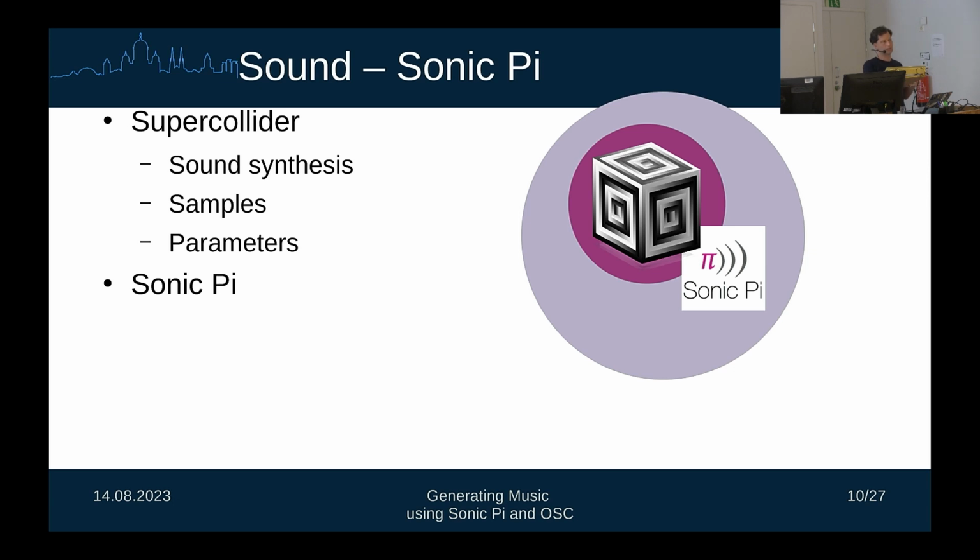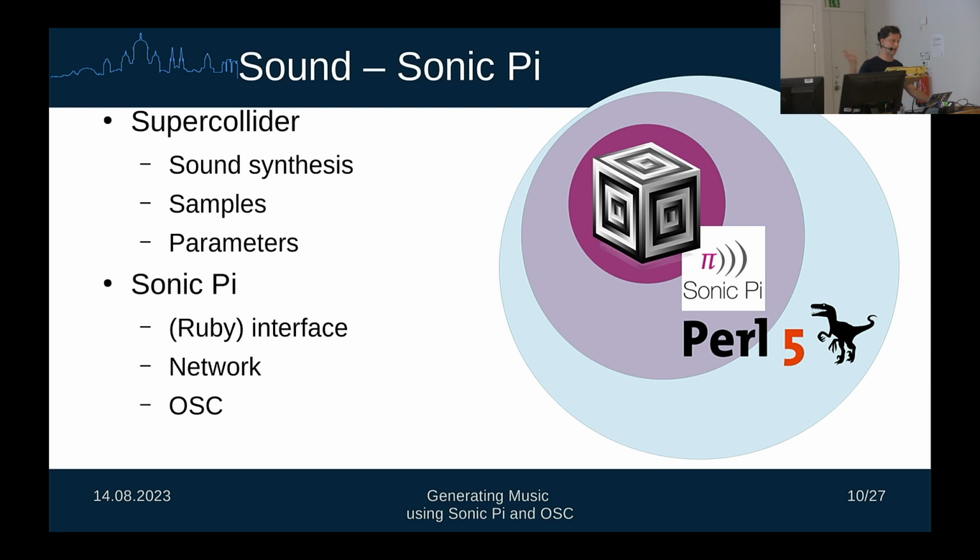SuperCollider is again wrapped by the Sonic Pi program, which is a Ruby program, or has a Ruby interface, another weird language. Sonic Pi allows me to speak to SuperCollider using a network interface, which makes things so much easier for me. And Sonic Pi also speaks the Open Sound Control protocol, which is the network protocol we will use from Perl to speak to Sonic Pi, and Sonic Pi then talks to SuperCollider. So yeah, this is basically the technology stack. Perl speaks to Sonic Pi speaks to SuperCollider produces the sound.